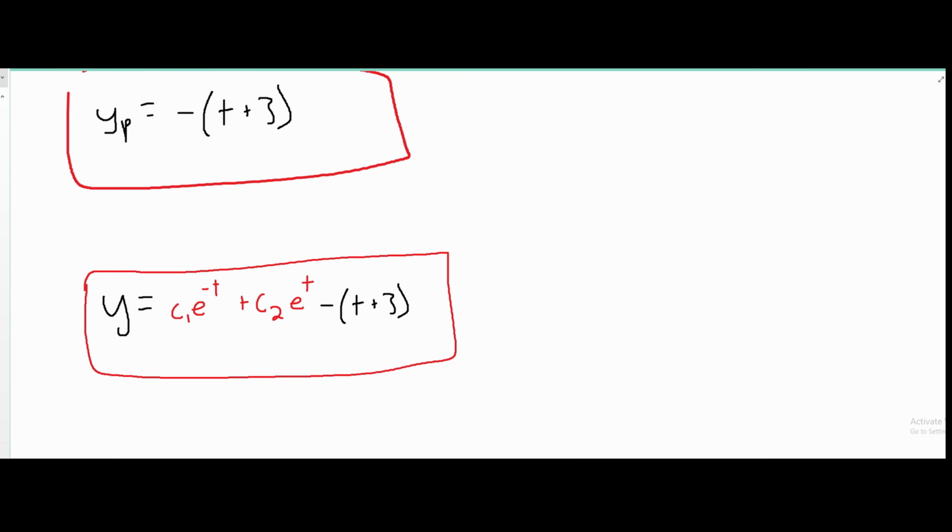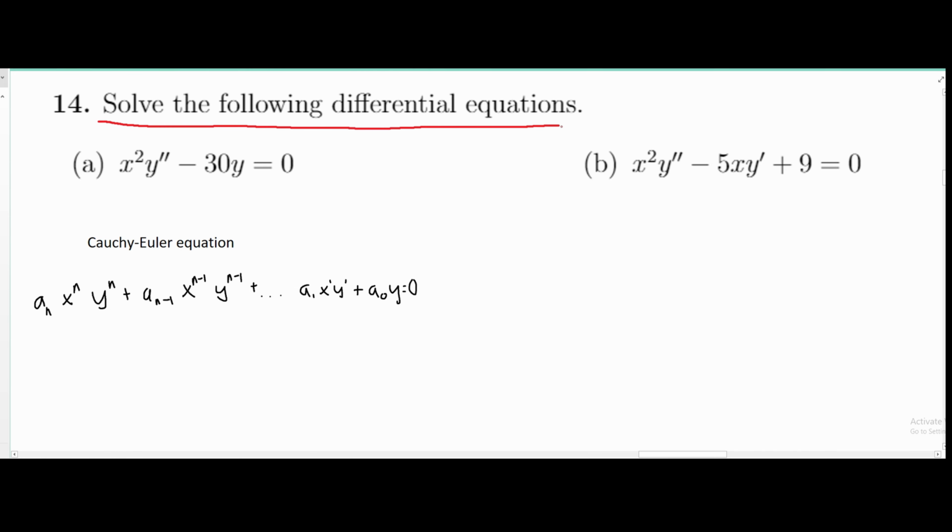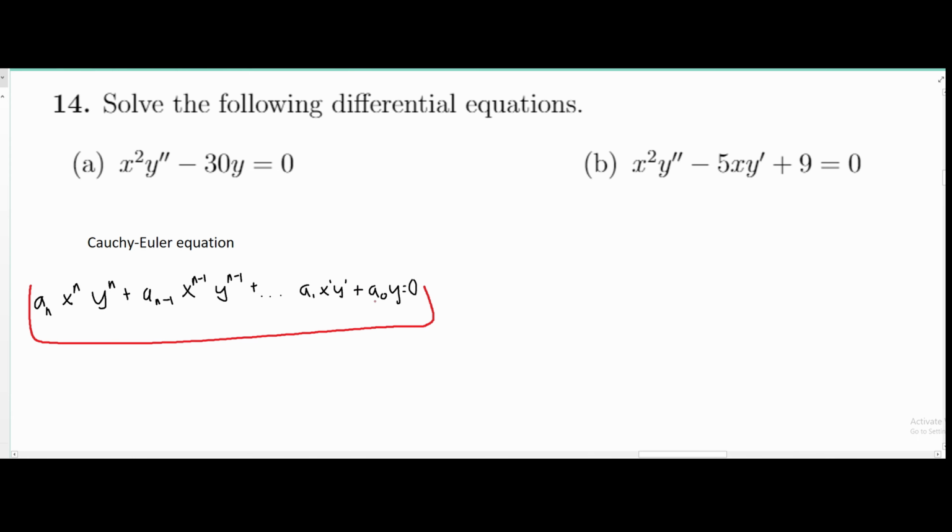solution. For number 14, we're asked to solve the following differential equation. To do this, we use the Cauchy-Euler equation, and we need to have it in the form that looks like this. So if we have an x squared, we need a y double prime, and if we have, in this case, a 0x first y prime.